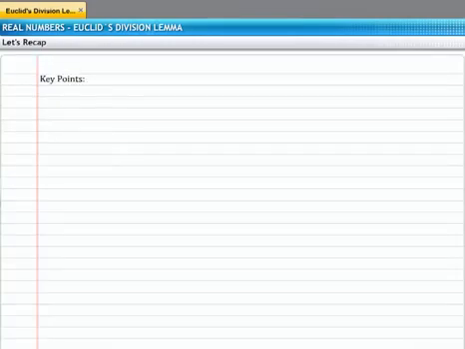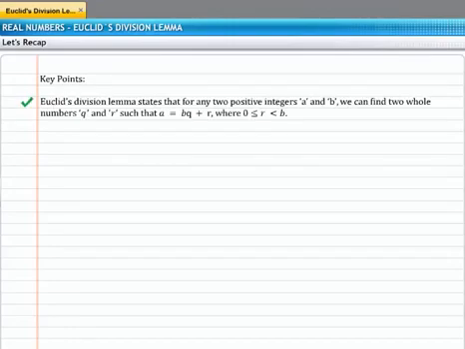You've reached the end of this section. Let's have a quick recap of the key points covered in this section. Recall that Euclid's division lemma states that for any two positive integers a and b, we can find two whole numbers q and r, such that a is equal to bq plus r, where r is greater than or equal to 0 and less than b.